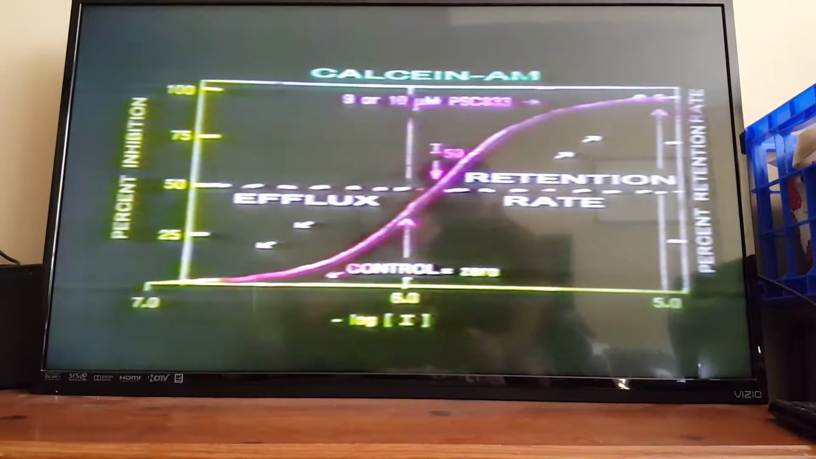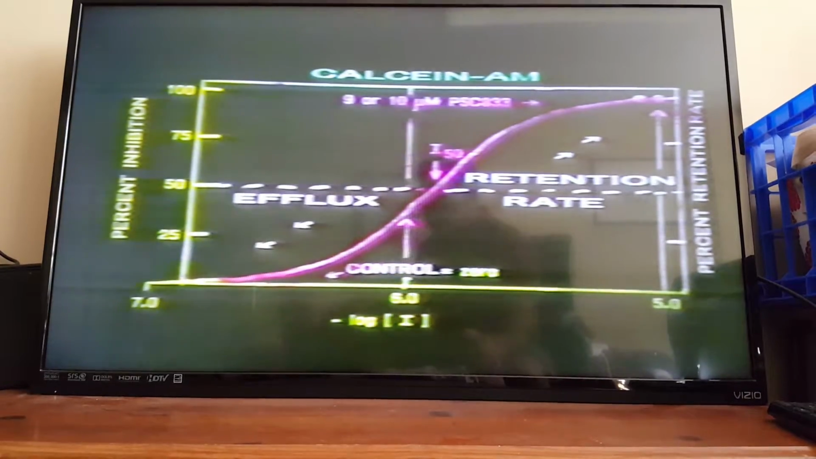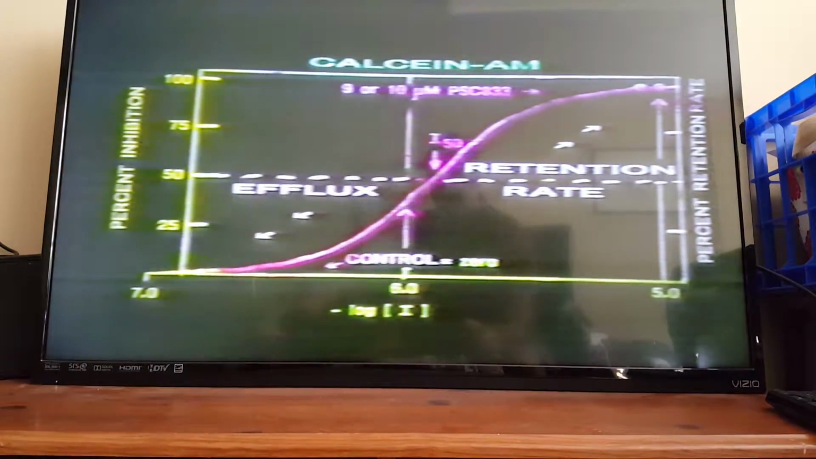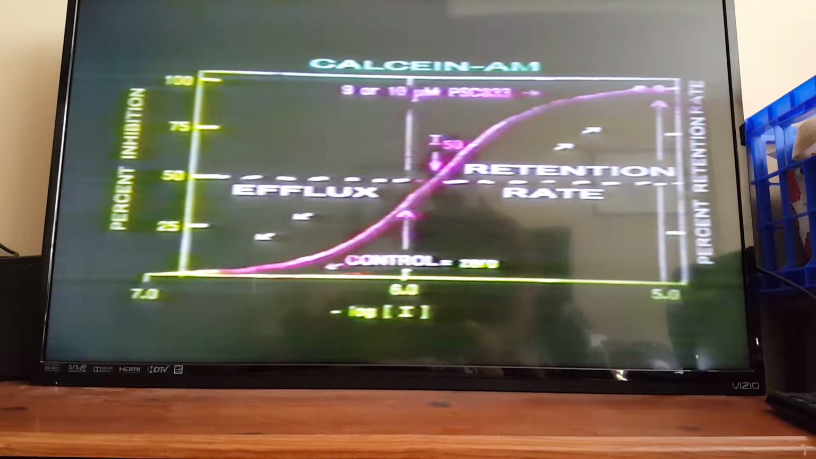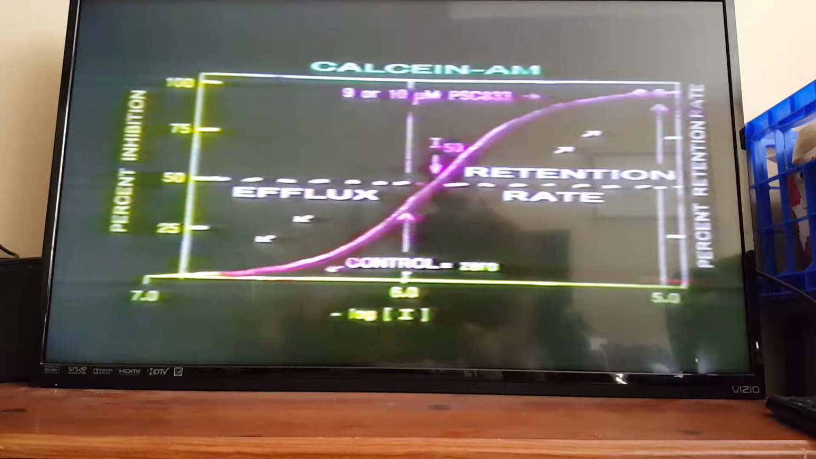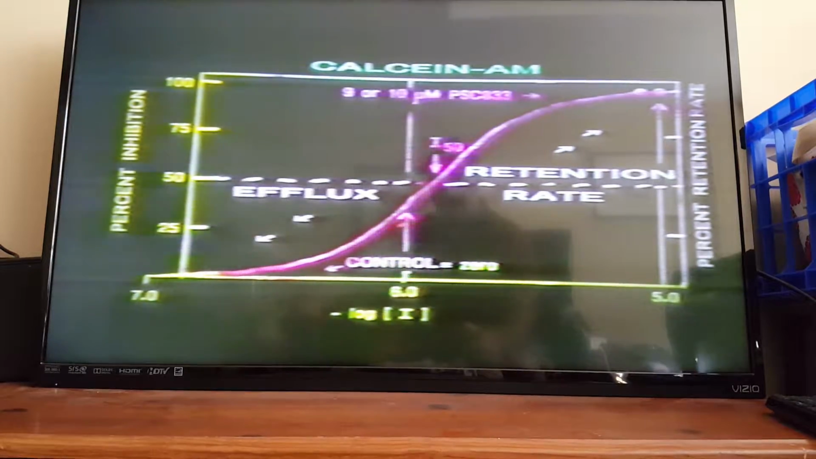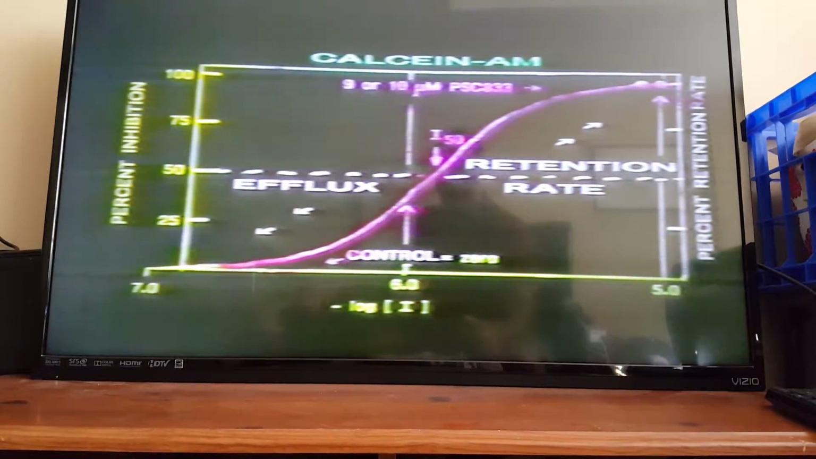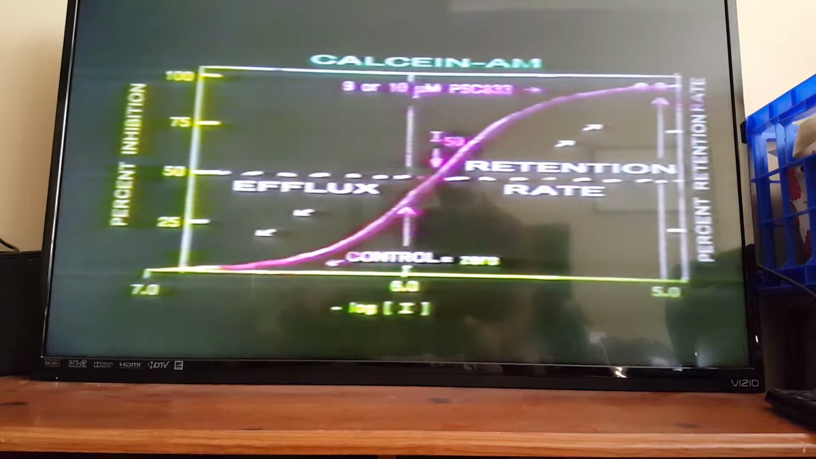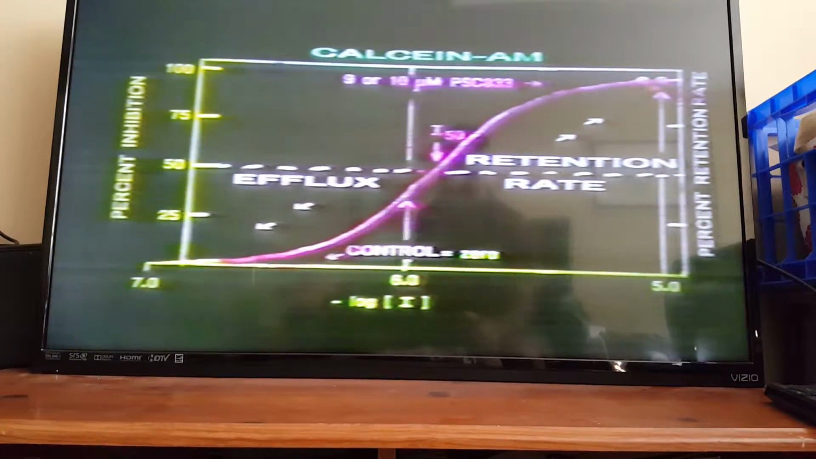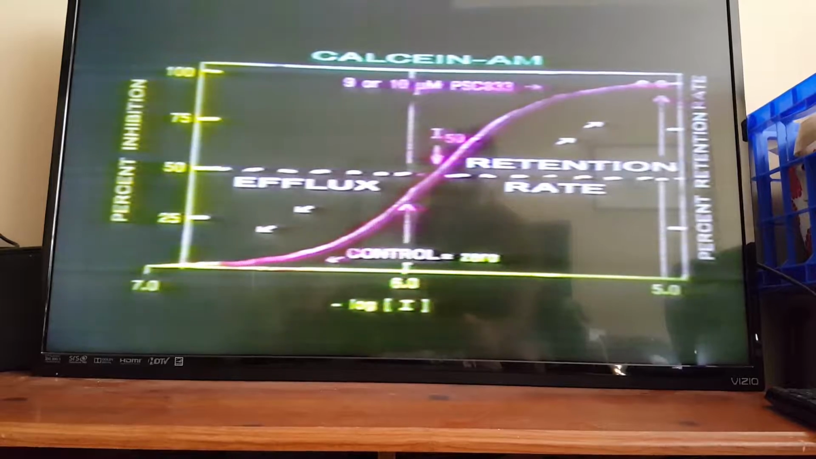If we increase the concentration of P5C, it goes up with the concentration. Of course, since this is negative log, the concentration is going up to the right, and it's exponential. Eventually, at 9 or 10 micromolar, the values are constant. So what we've done now is saturate the pump with P5C, and it's fully blocked. That gives us a very important standard.